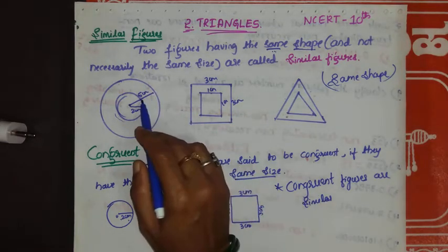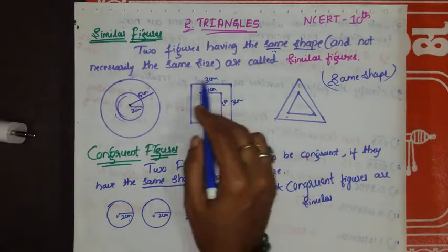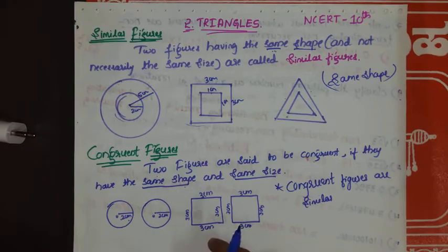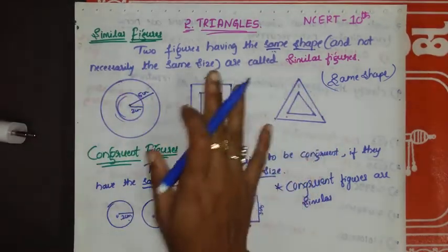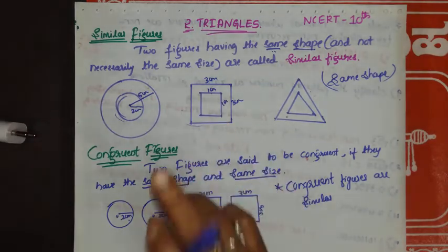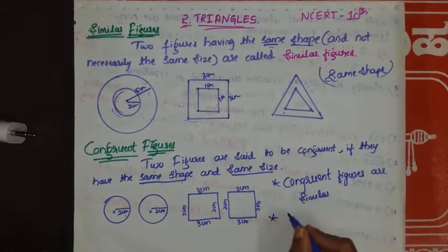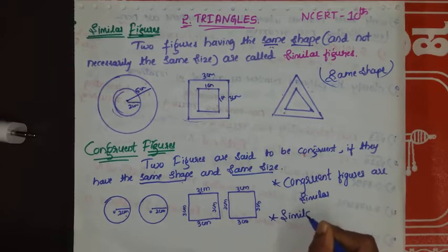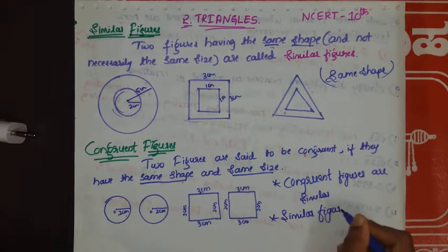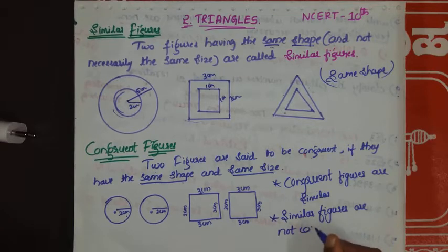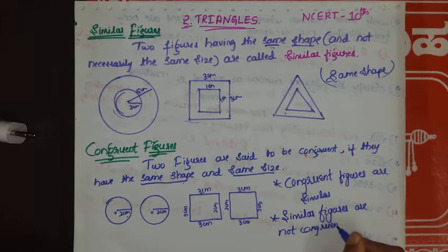But similar figures are not congruent, because the sizes are different here, but in congruent figures size and shape must both be the same. So similar figures are not congruent because the shapes are the same but the sizes are different. So we can say similar figures are not congruent. So these are the similar figures and congruent figures.